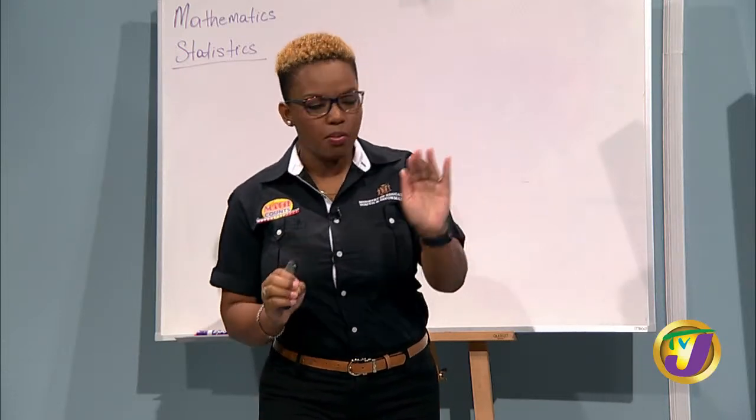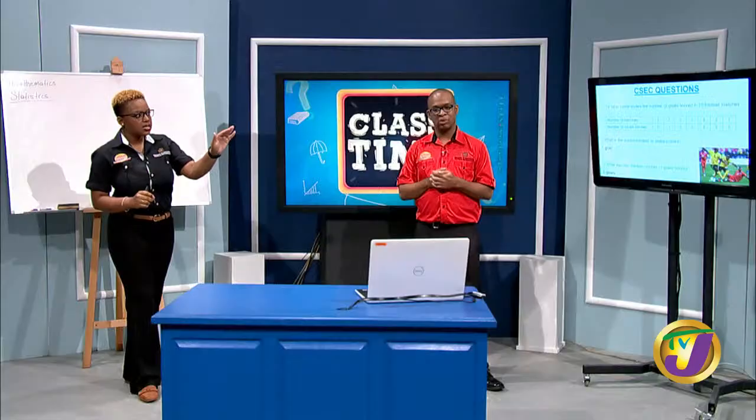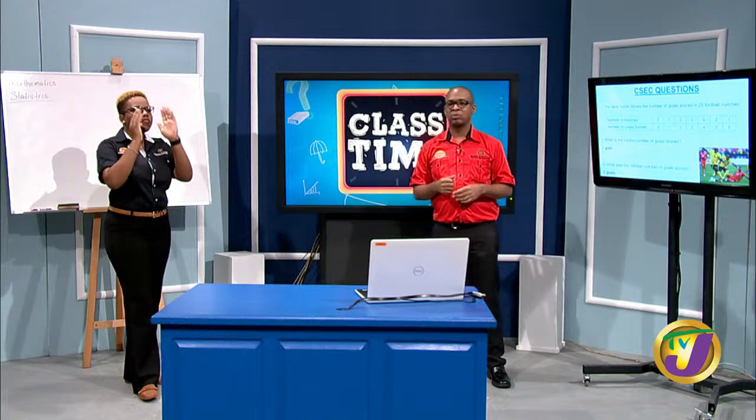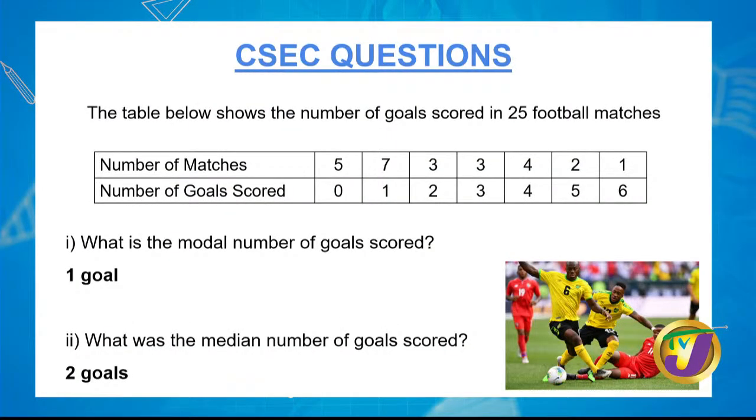Looking at the number of goals scored now, we want to find out which of these will fall in the 13th position. We already have 5 zeros, no goal, and 7 matches scoring 1 goal, and that is 12 matches already. We now want the 13th position, and so the matches with 2 goals would fall in the 13th position. See if you can visualize it with me. If you can't, write it out and see if you can see what I'm saying. So our median number of goals would be 2 goals.